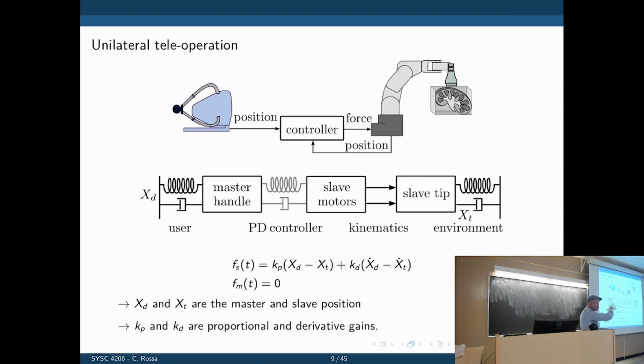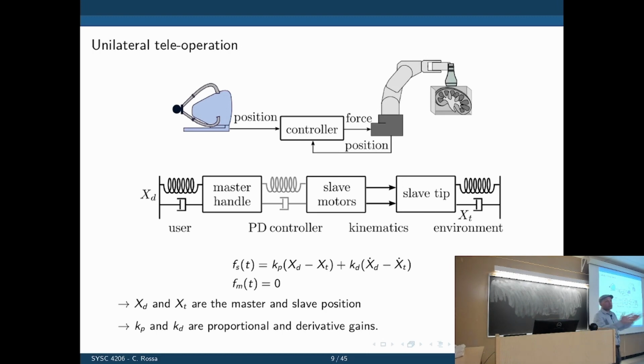In fact, there are no forces at the haptic device level. It's simply a passive environment. It is a unilateral teleoperation, meaning no forces are applied to the user. The forces applied to the robot side are simply the error between the desired and actual position of the robot times a constant, plus the desired and actual speed of the robot times another constant. The desired position and speed of the robot are simply the desired position and speed of the haptic device. So this is simply a PD controller.